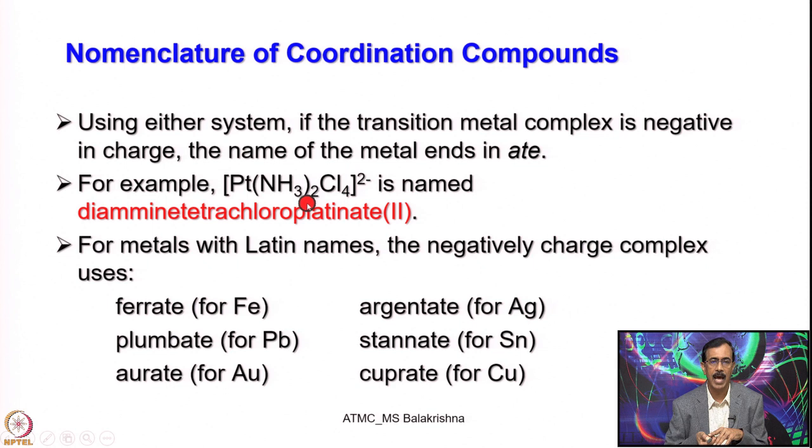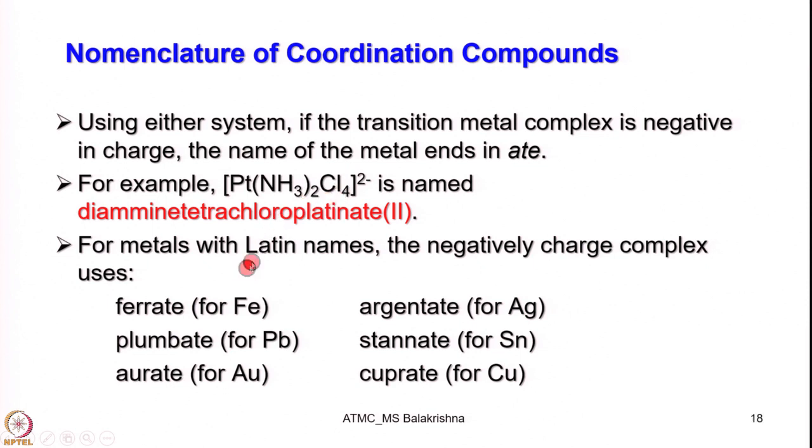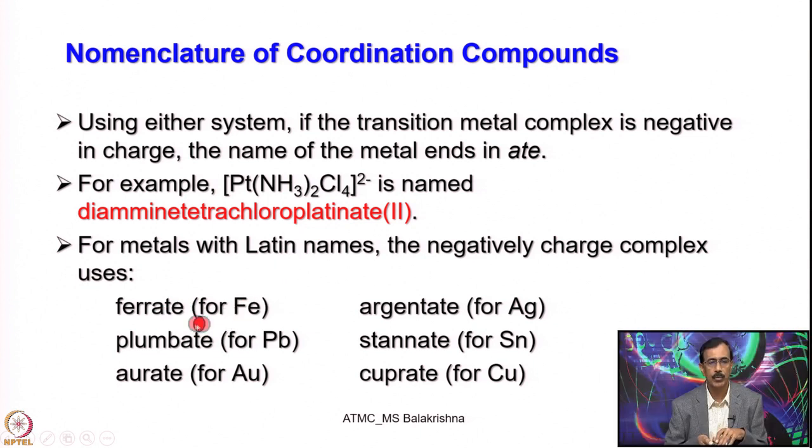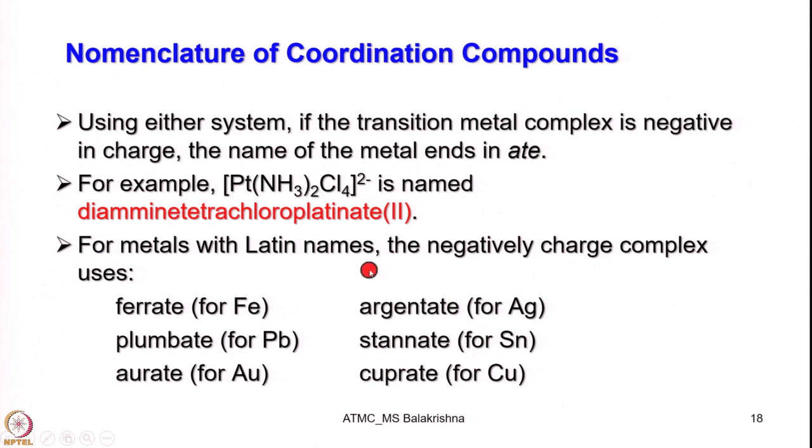For metals with Latin names, the negative charge complex uses names like ferrate. For example, when it is an anionic complex, the names we should use are given here. For iron, we should use ferrate. For lead, plumbate. For gold, aurate. For silver, argentate. For tin, stannate. For copper, cuprate. And of course, palladium, palladate. Platinum, platinate we use. Cobalt, cobaltate. Iridium, iridate. So, it continues like that.